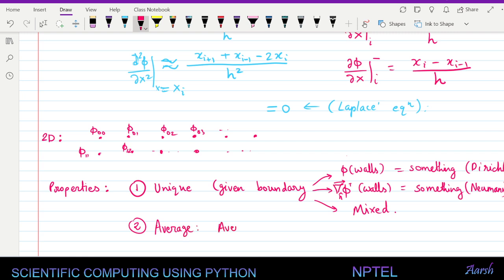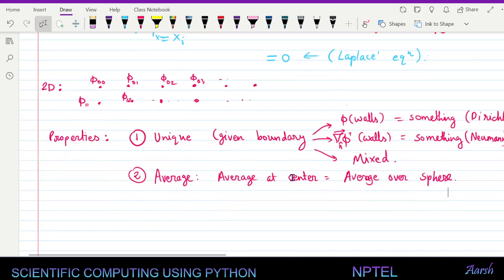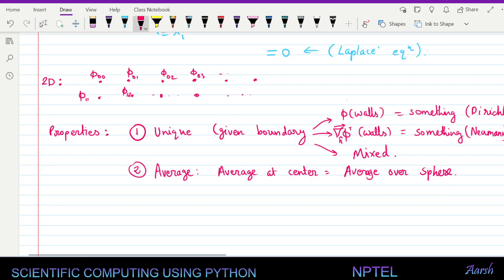So the average at the center is equal to the average over the sphere. Okay, in 3D. In 2D it's a disk. And in fact, the sphere can have any radius less than whatever the region that is specified.